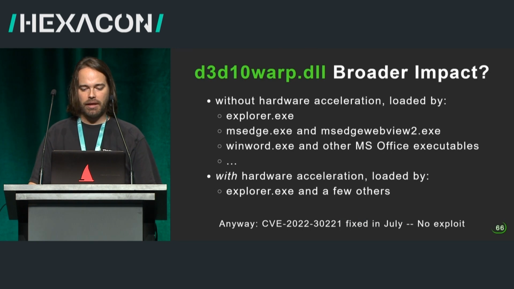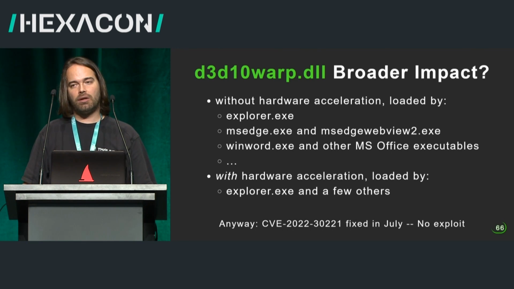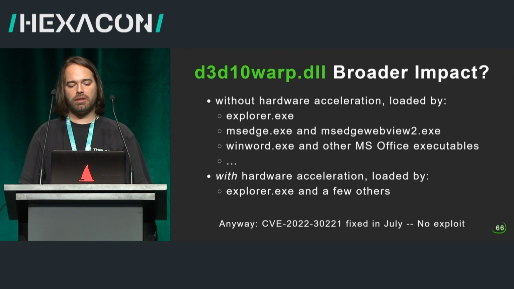Before ending the talk, I want to emphasize again that the bug is not in RDP or even in the use of D2D WARP by RDP. The bug really is in this library. And without hardware acceleration, it's loaded by almost every process. We didn't try to find another attack scenario, but there's probably one. It's also loaded by some processes when hardware acceleration is enabled. So it might be an interesting target for a further campaign. Anyway, this crash was fixed last July, and we did not have an exploit.